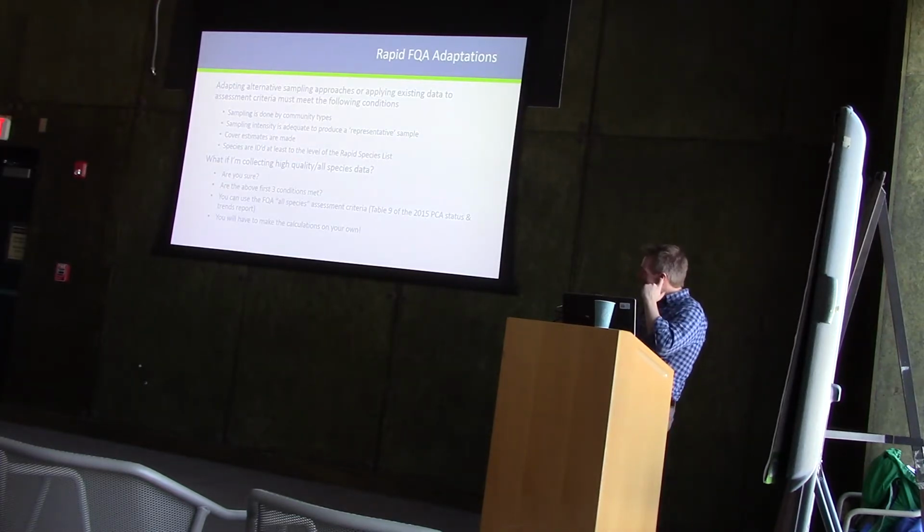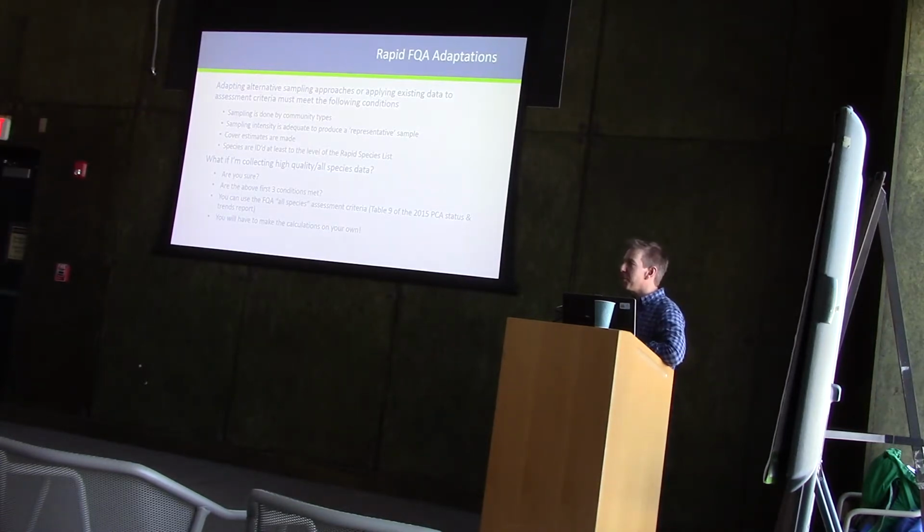How about adapting alternative sampling approaches or applying existing data to assessment criteria? So you say, hey Mike, I got some other data, or we were forced to collect it a certain way. We still do this Rapid FQA thing. I would say yes, as long as certain conditions are met. Again, the sampling is done by community types. Intensity: the sampling is adequate to produce a quote-unquote representative sample.